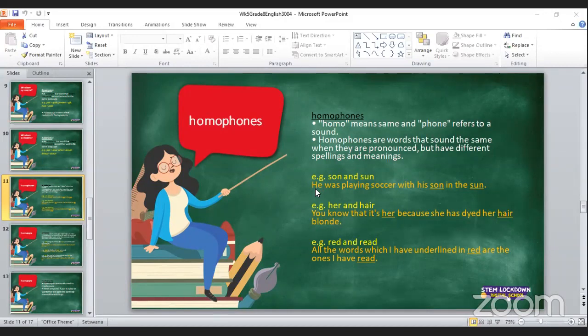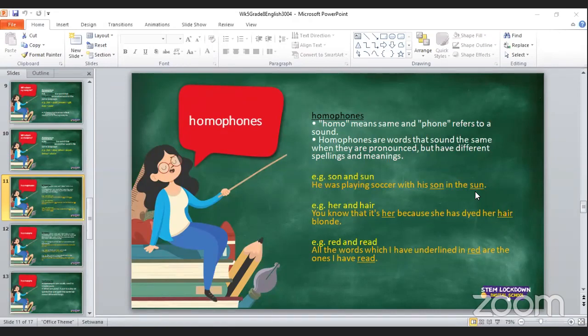So here's my first example. He was playing soccer with his son in the sun, right? So this person was playing soccer with his son, that is his boy child, in the sun. It was sunny when they were playing soccer. You all understand, right? Remember, if you do not understand, please use the chat feature so that I can help you, because this is very important. That's why I am adding several more examples onto this section.